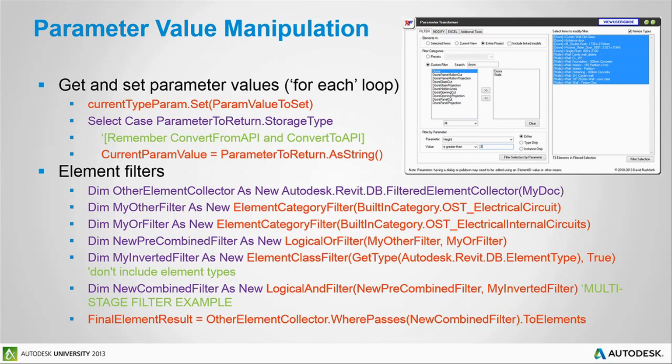I want both the electrical circuits and the electrical internal circuits, and so I use an OR filter. But I'm not done. I want to keep going. So not only do I want both of those categories, but I also want only the elements that are instances. I don't want to get all of the type information, the type definitions. And so then I have this class filter, and then I combine again, and I say I'm doing an AND filter, where I'm going to do all of my elements that I've got, but also my inverted filter, which is only getting the instances. So this will also work for a system, we can also do a system.